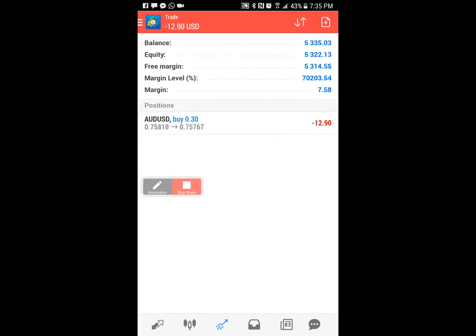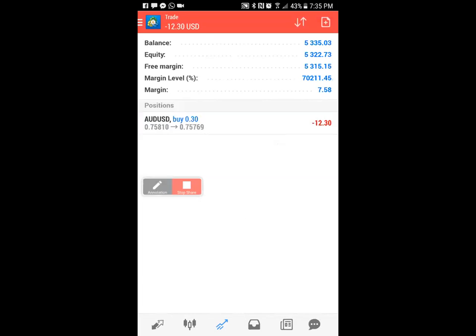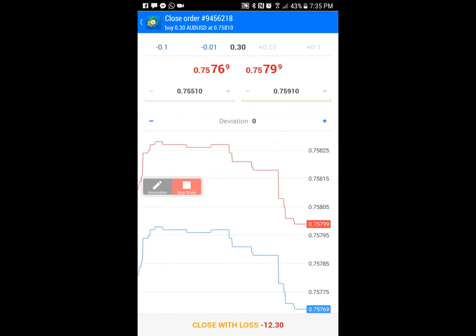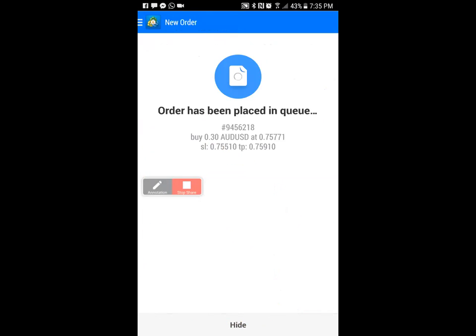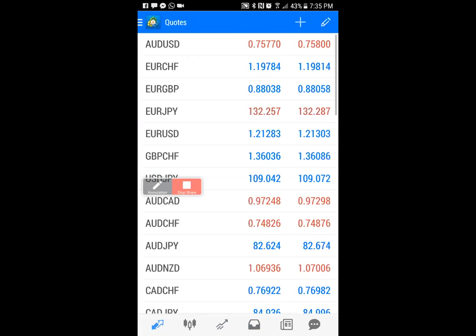All right, Molly, how much time do we have on this one? How much more is left? 3 minutes. Okay, so let's just say we got into this trade and it was a mistake. We were supposed to do a sell instead of a buy. All you do is hold down the trade, and you see where it says close order. You press close order, and at the bottom it says I'm closing with a $12.30 loss. Everybody see that? I closed it and the trade comes out. All right, let's run and do one more. Let's do a sell.